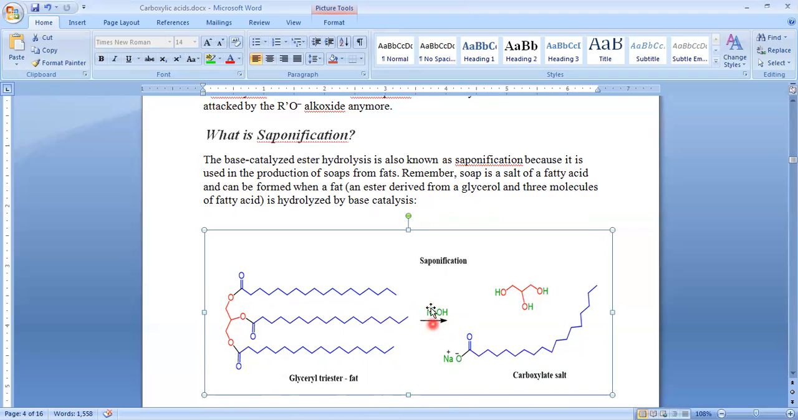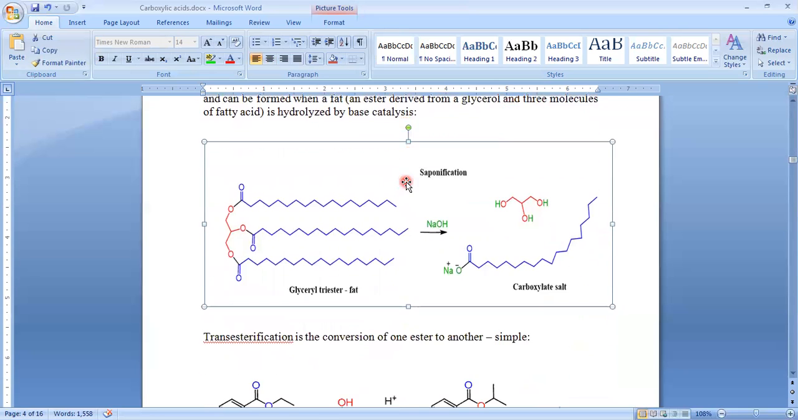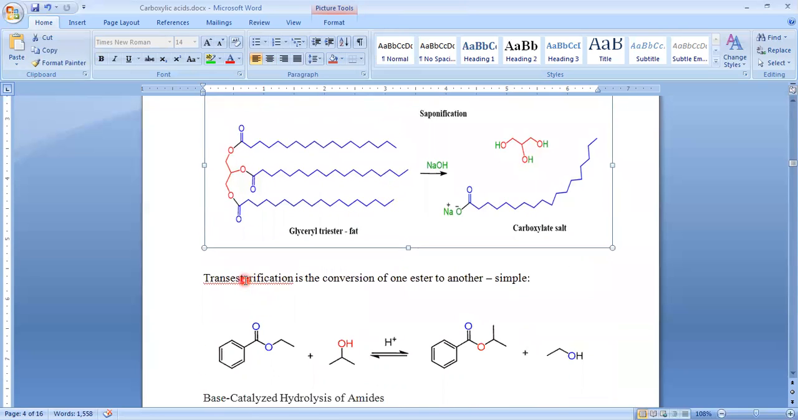And then on basic hydrolysis, what do we get? This is glycerol, and this is the salt of carboxylic acid, or salt of fatty acid. So what is fatty acid? A long chain carboxylic acid is known as fatty acid, and the salt of this fatty acid, generally we use as soap. Okay. Next, another term we may come across in next classes is transesterification.